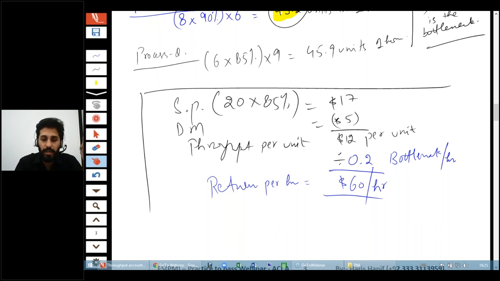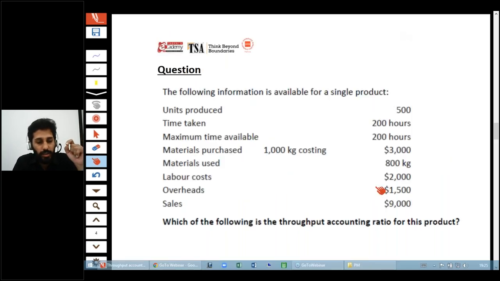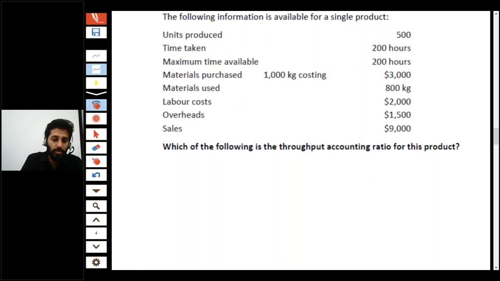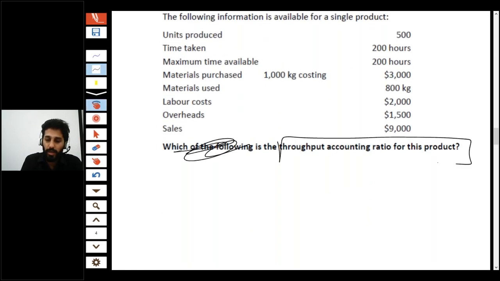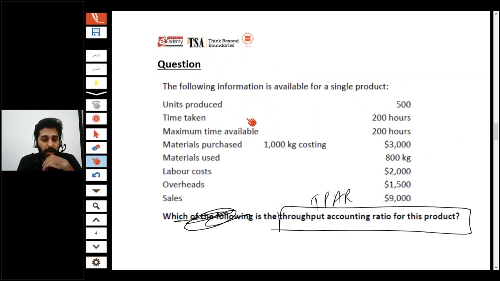And now I'm going for the next question. This is a simple question. Which of the following is the throughput accounting ratio for this product? So you just need to calculate the throughput accounting ratio, that is TPAR. Now see the question. The following information is available for a single product. Units produced 500, time taken 200 hours, maximum time available 200 hours.